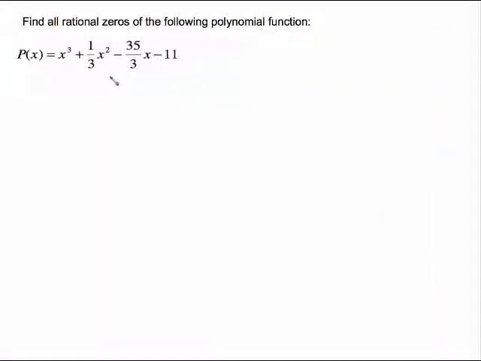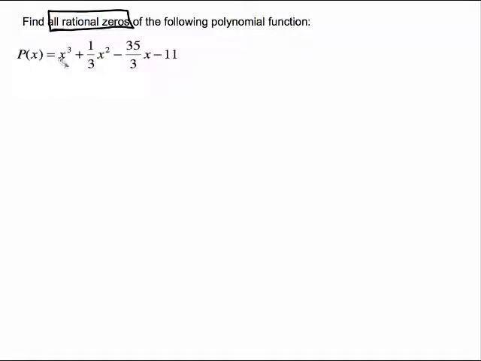So, a little more complicated problem here because we have fractions. It just says find all rational zeros. Well, if we're going to do it the non-calculator way, we have to come up with our possible rational zeros. But before we do that, we have to do something with this polynomial.